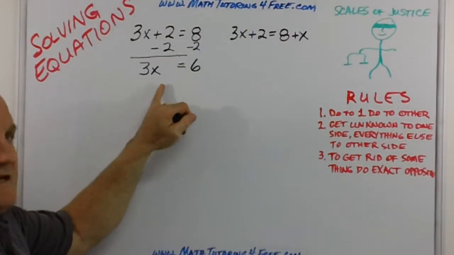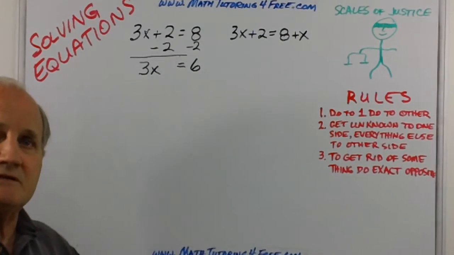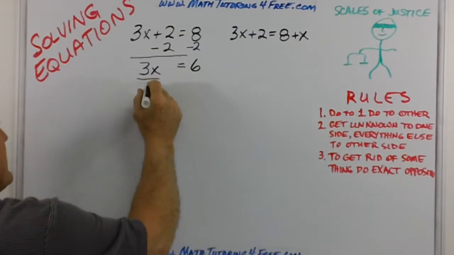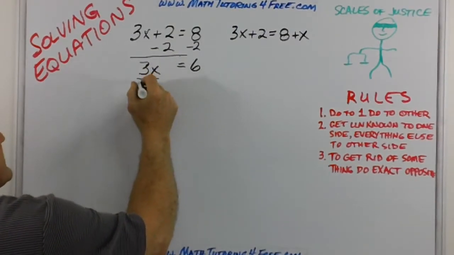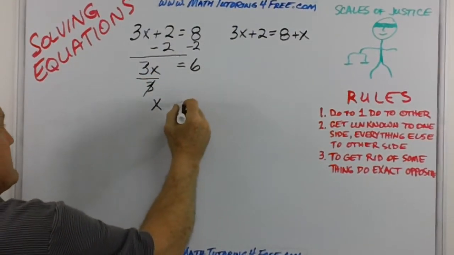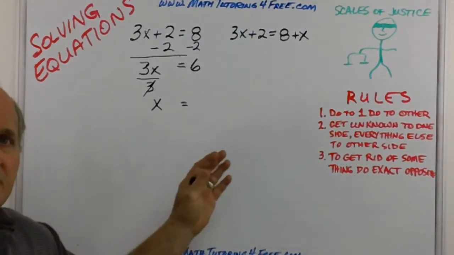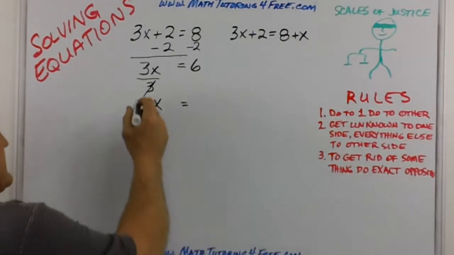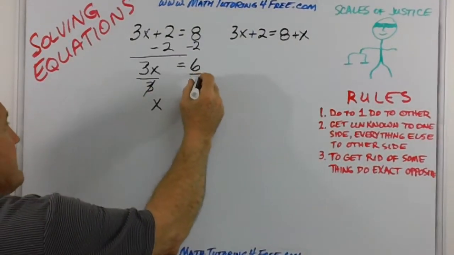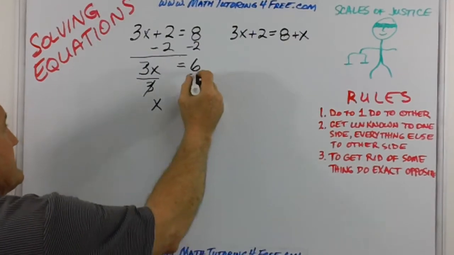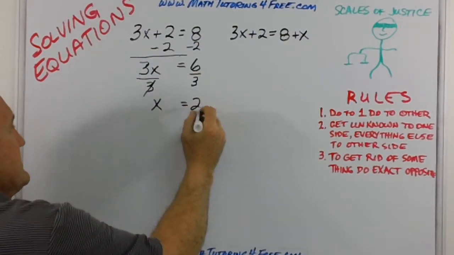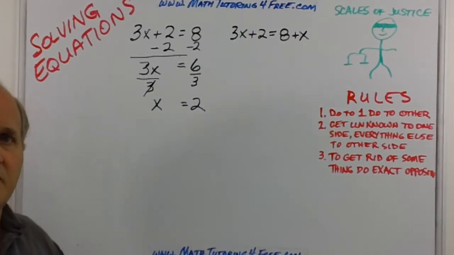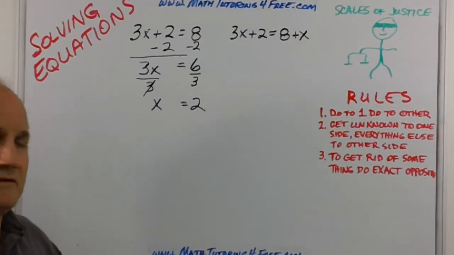How do we get rid of the 3? This says 3 times x. What's the opposite of times? Divide. So if we divide this side by 3, then the 3's cancel and we end up with just x. But again, what's our rule? Whatever we do to one side, we must do to the other. If we divided this side by 3, we have to divide the other side by 3. 6 divided by 3 is 2. So there we've solved a fairly simple equation with one unknown. x is equal to 2.